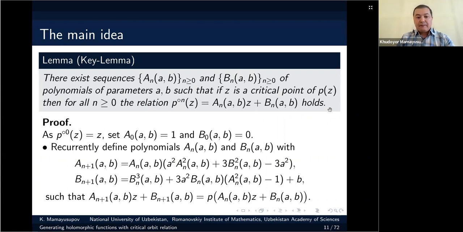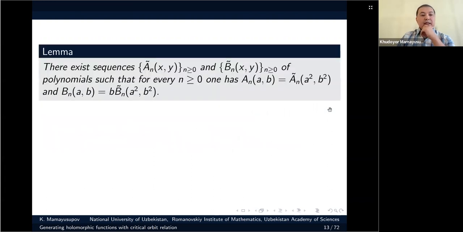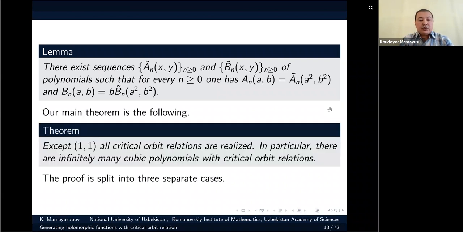You can also read off the degrees of a_n and b_n. Here a is dominant. The degree of a_n is 3 to the power n minus 1, and the degree of b_n is 3^n minus 3. So a_n and b_n have a nice form. For instance, a_n is a polynomial of a squared and b squared, so they read on the moduli space, and b_n is a factor of b, and what's left is again a polynomial of a squared and b squared. So the main result: except (1, 1), all critical relations are realized.